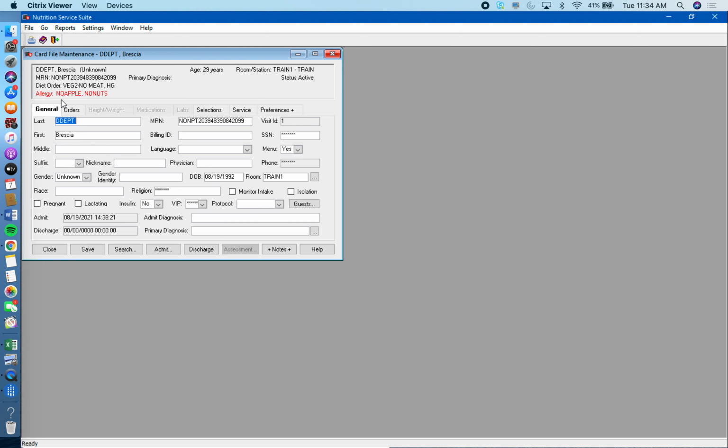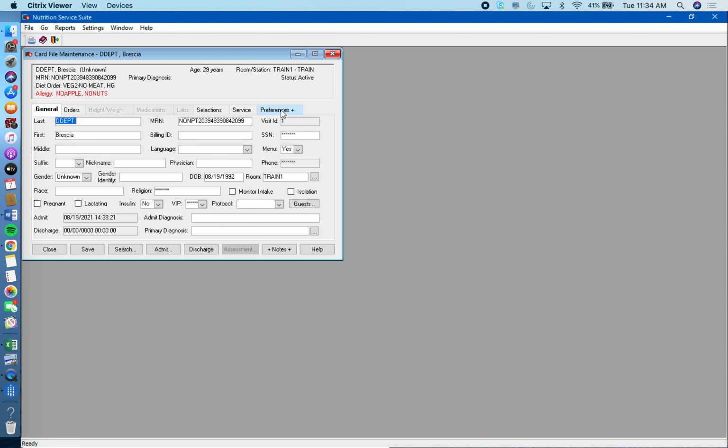Next, we're going to move on to allergies. Right in red here, it's quite obvious. You can see that this patient has a no apple, no nuts. So they have an apple allergy and a nut allergy. This will be taken into account when their food is being programmed in.